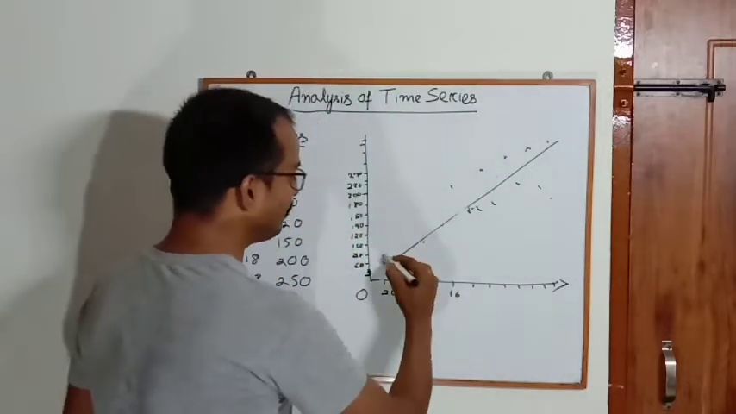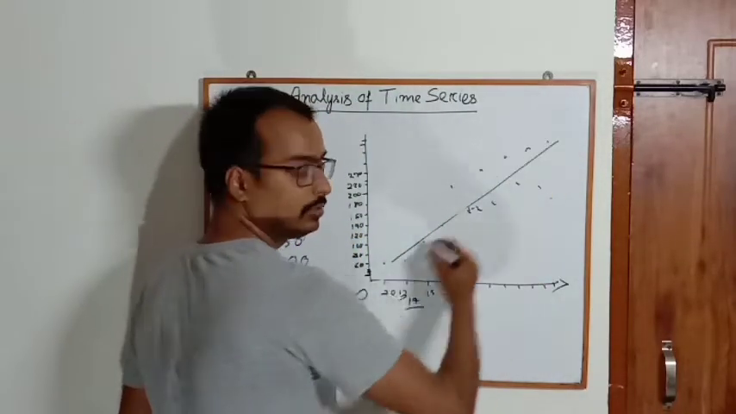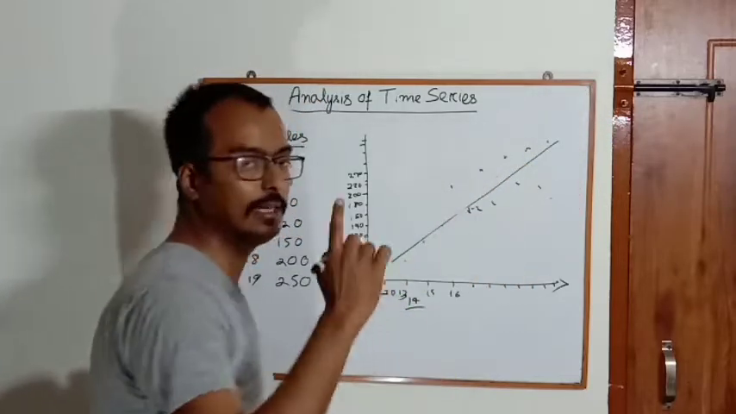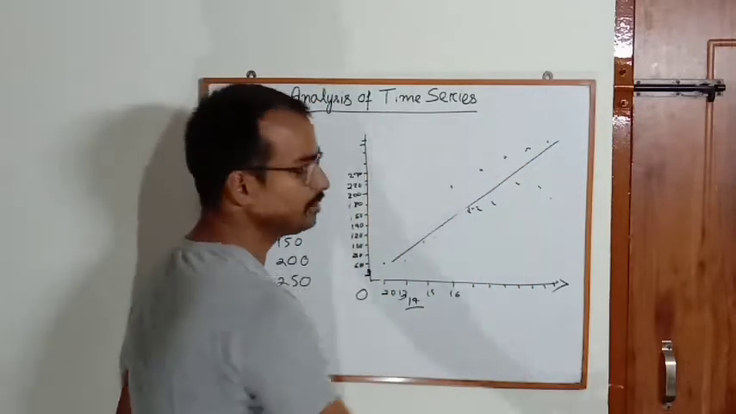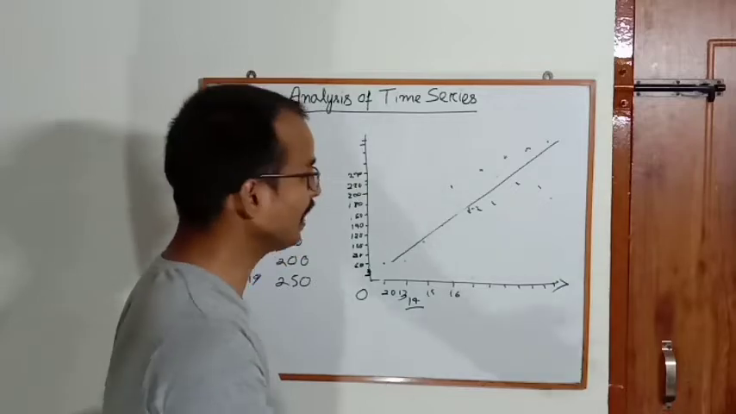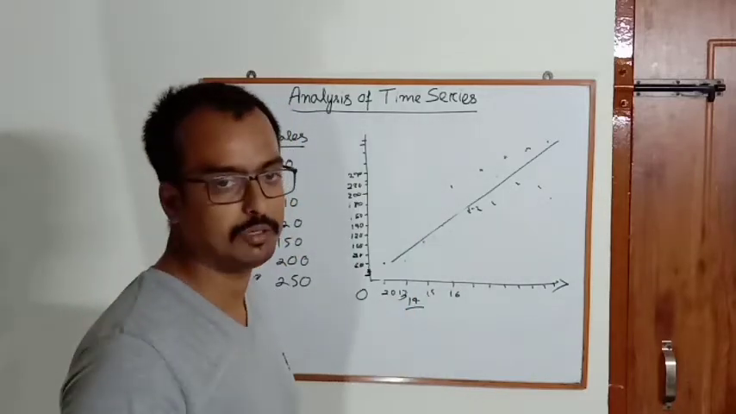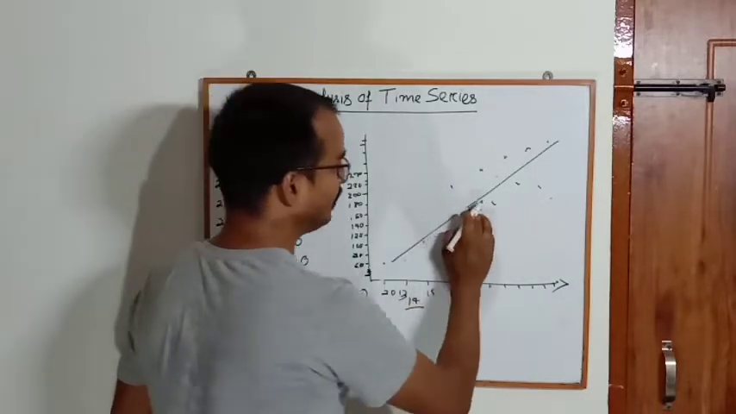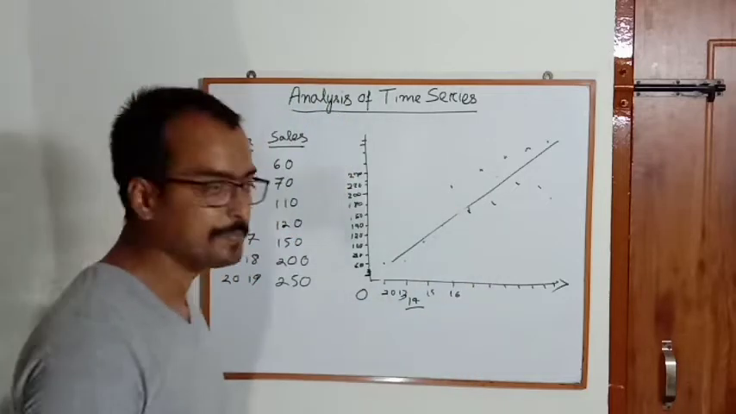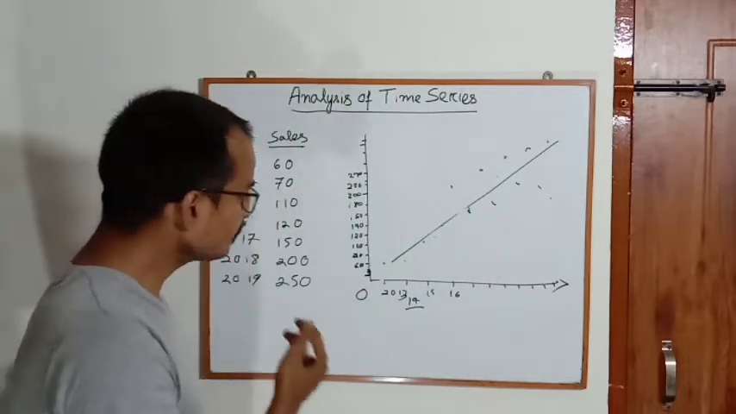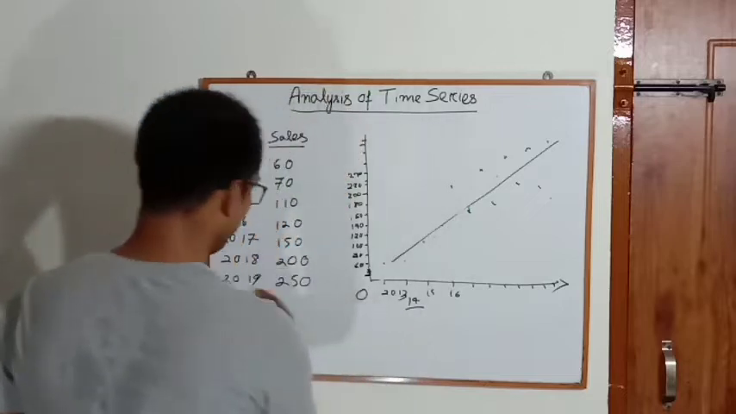I could have drawn the line from here also. It is also a positive trend, but that trend will show the maximum values are below that line. Above there will be 1 or 2. So I have taken it from the middle. So in this way you can plot this.